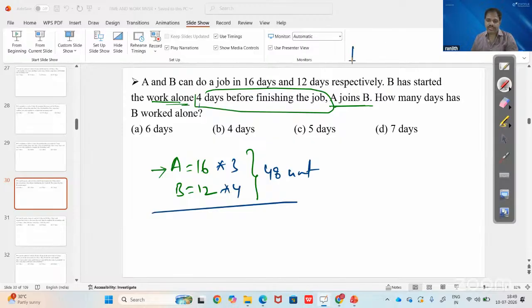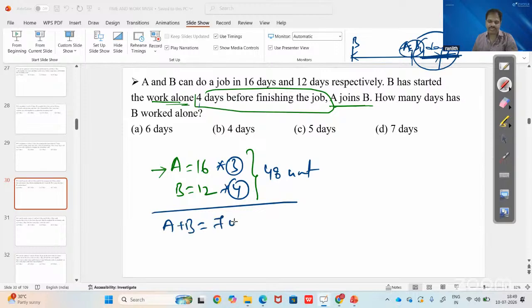So, here B started, and in 4 days the work is completed. Then A joins B. In the sense, A and B work for how many days? Only 4 days A and B work. Where A efficiency is 3 units, B efficiency is 4 units. A and B total efficiency equal to 7 units per day. So they work for 4 days.